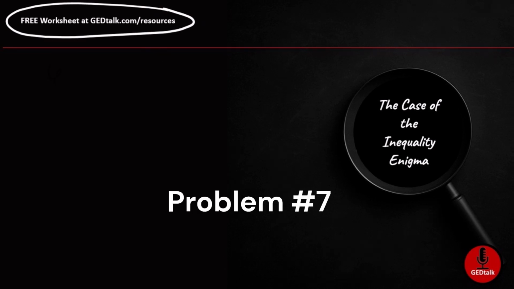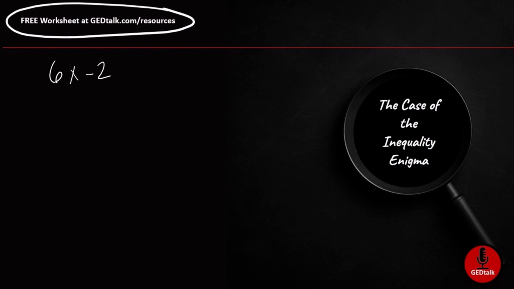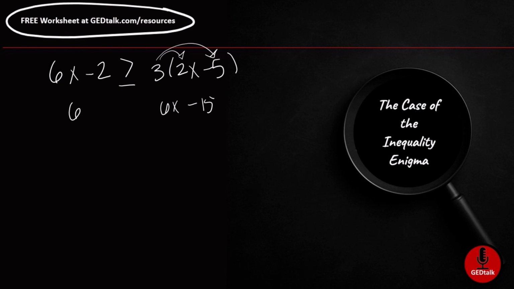So let's go ahead and try a different problem. If I have 6x minus 2 is greater than or equal to 3 times 2x minus 5, let's go ahead and see what we can do. So on the right side, I notice that I can distribute the 3 to the other terms within the parentheses. So let's go ahead and do that. 3 times 2x will give me 6x. 3 times negative 5 will give me negative 15. And let's go ahead and bring down the rest of the equation.